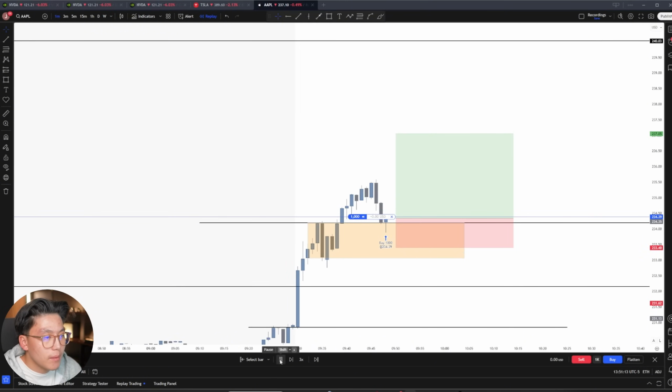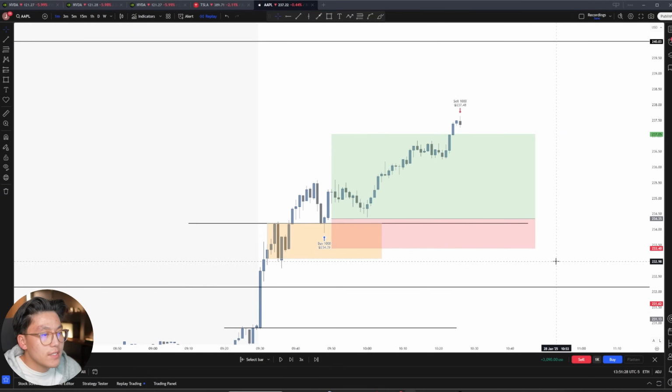Now you can play with the tape. And you can see right there, Apple ended up having a super nice reaction right off our 5-minute opening range in combination with our 1-minute order block as well. And we ended up taking this for a nice 1 to 2 towards the upside. Now let's go on to the live session that I have for this day.